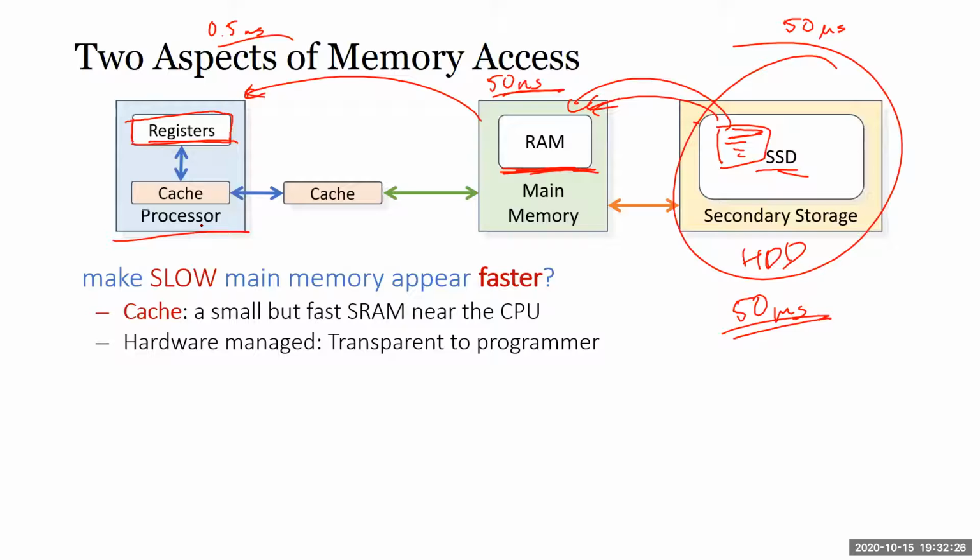So in order to make slow memory appear faster, we make use of this thing called a cache. We use SRAM to build this cache. Data will come into the cache first, then from the cache go into the register.